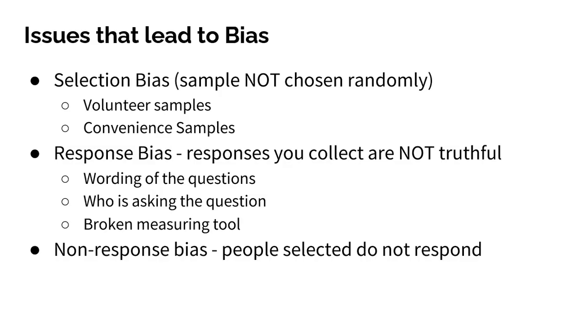Another type of bias is what we call response bias. Response bias is when you get responses, but they're not truthful responses. So maybe you get the best, most random representative sample in the world, but the responses you get from those people in your very good sample are lies. Well, then now you have a whole other issue. What could cause somebody to lie to you? Maybe it's the wording of your question. Maybe it's who's asking the question.